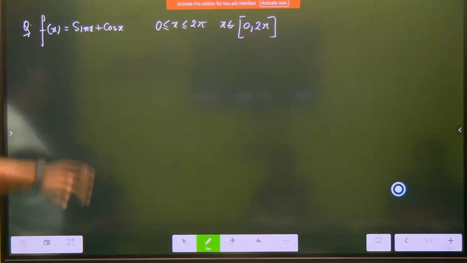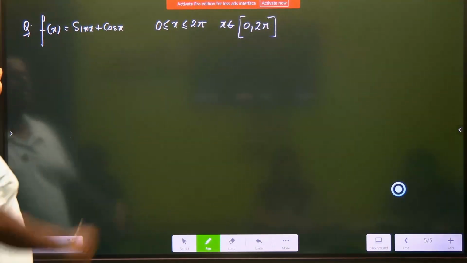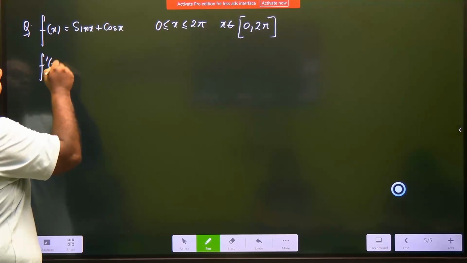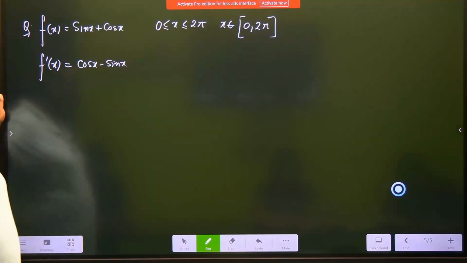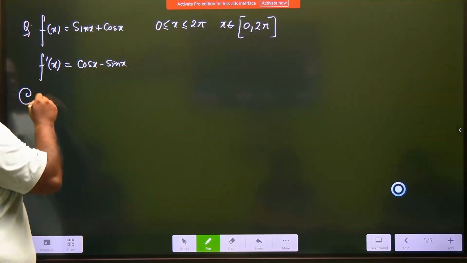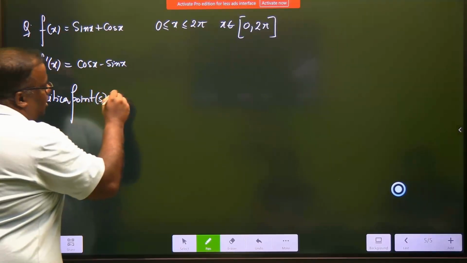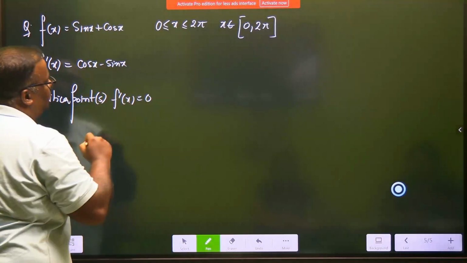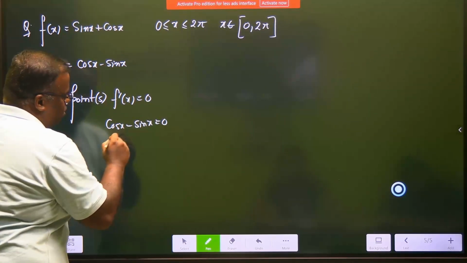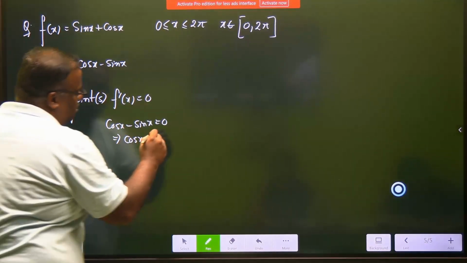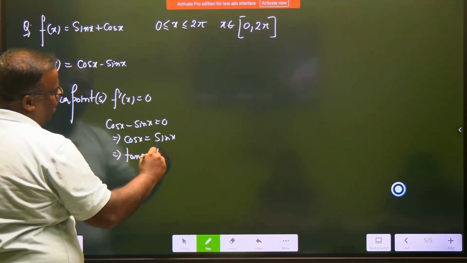So we'll find the intervals in which this function is increasing or decreasing. Okay? Step by step, let's do it slowly. So our first job will be to find f dash x, which will be cos x minus sin x. Do you agree? Then we write at critical point or points, f dash x is equal to 0. That means cos x minus sin x is equal to 0, or you can write cos x is equal to sin x, or we can write tan of x is equal to 1.